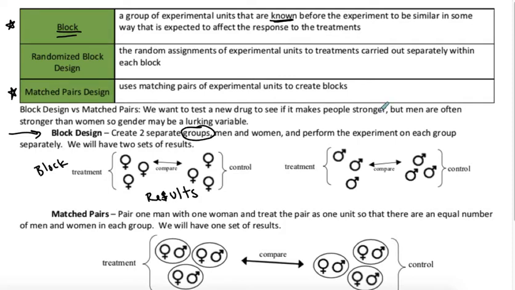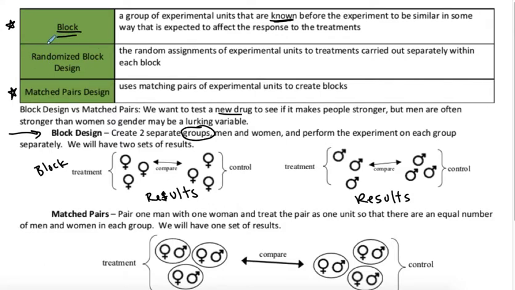Wow, my spelling is off today. And in this group, we would do the exact same methodology. We would have a treatment applied to some of the males and a control applied to some of the males and compare those 2 groups to give us our results. And this would allow us to really see if the new drug is making people stronger without randomly assigning and happening to have all men in one group and all women in another group. This just controls that lurking variable of gender.